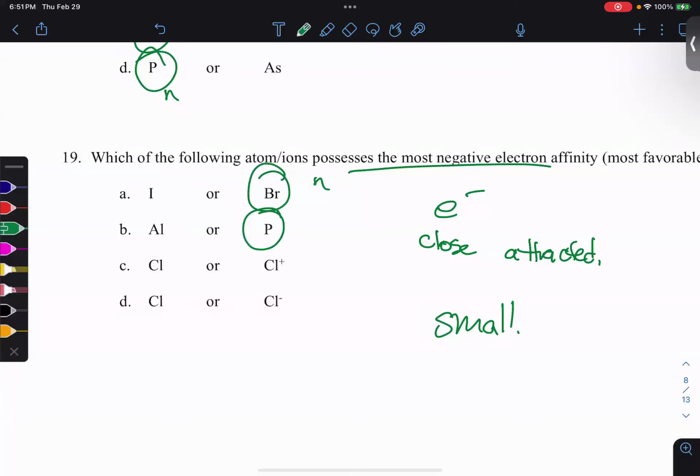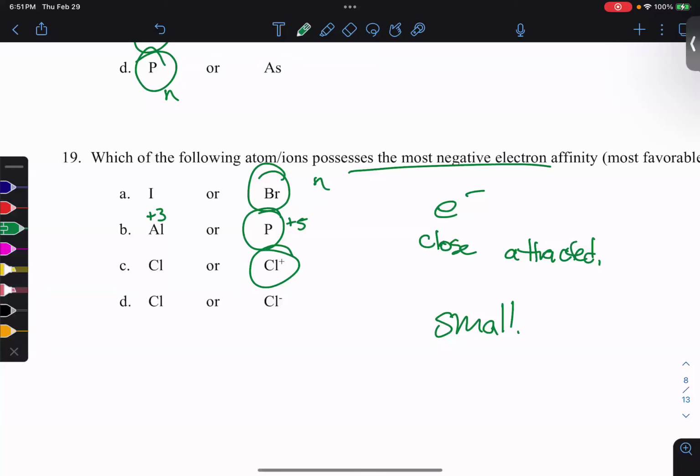Yes, phosphorus, because it is smaller. Because of what? Z effective. Yes, aluminum is +3, phosphorus is +5. Your added electron, where are you more attracted to? +5. Okay. Chlorine or chlorine plus?